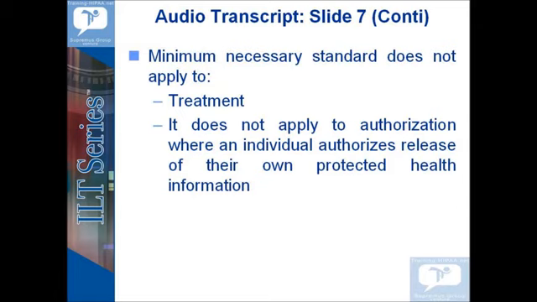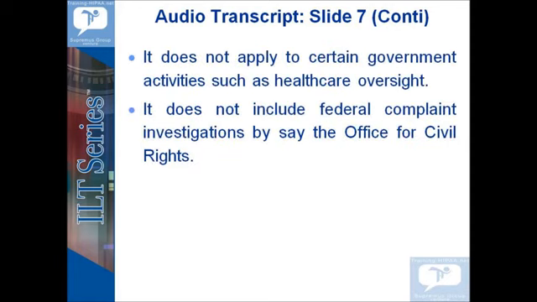Now, where the minimum necessary standard does not apply is it does not apply to treatment. It does not apply to an authorization where an individual authorizes release of their own protected health information. It does not apply to certain government activities such as healthcare oversight. It does not include federal compliance investigations by, say, the Office for Civil Rights.